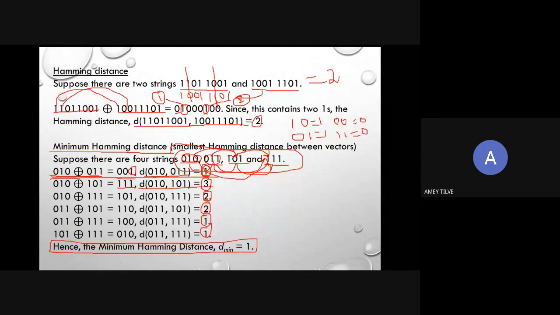In the first case, I'm getting Hamming distance as 1. Second case, 3. Third case, 2. Fourth case, 2. Fifth case, 1. Sixth case, 1. Now I will compare all these Hamming distances and check which is the minimum Hamming distance. That is nothing but your minimum Hamming distance. This is how you calculate your minimum Hamming distance.